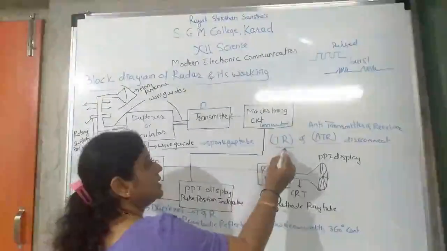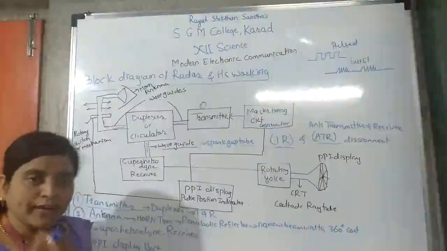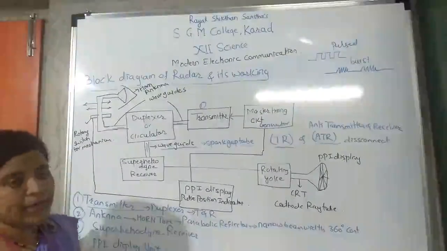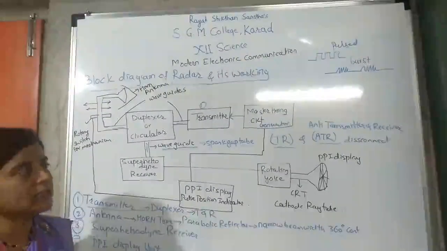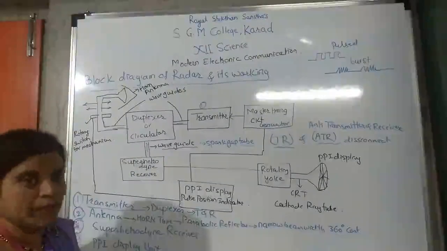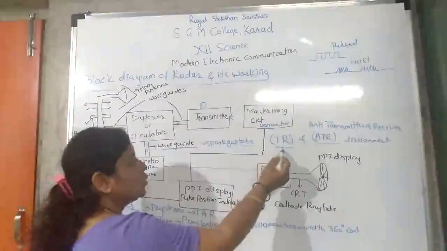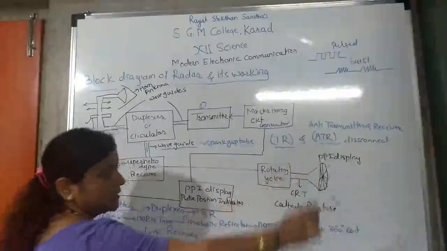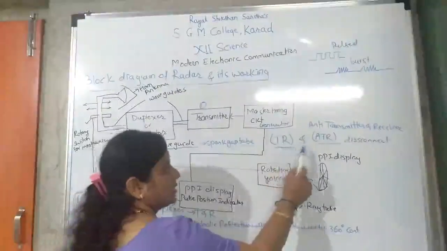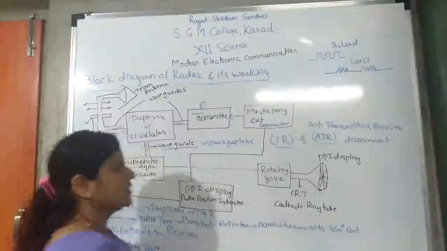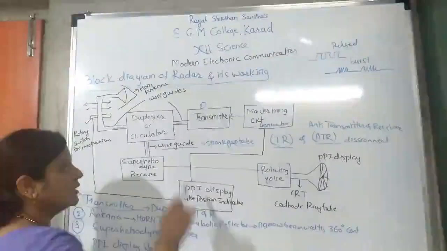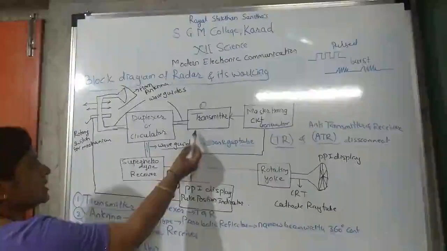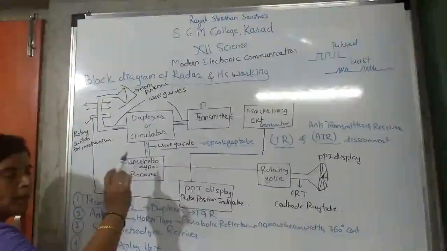So TR, what does it do? TR prevents the signal which comes from the receiver. But ATR, what does it do? It disconnects the signal which comes from the receiver. So these are the two types: TR and ATR. TR is transmitter and receiver. ATR is anti-transmitter and receiver, which is included in the waveguide. Okay. So this transmitter transmits the signal to the duplexer.